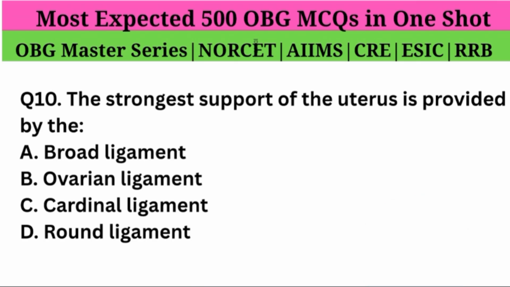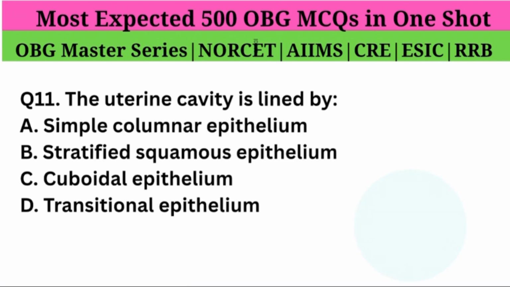Next question. The strongest support of the uterus is provided by the? Your correct option is option C, cardinal ligament. Next question. The uterine cavity is lined by? Your correct option is option A, simple columnar epithelium.